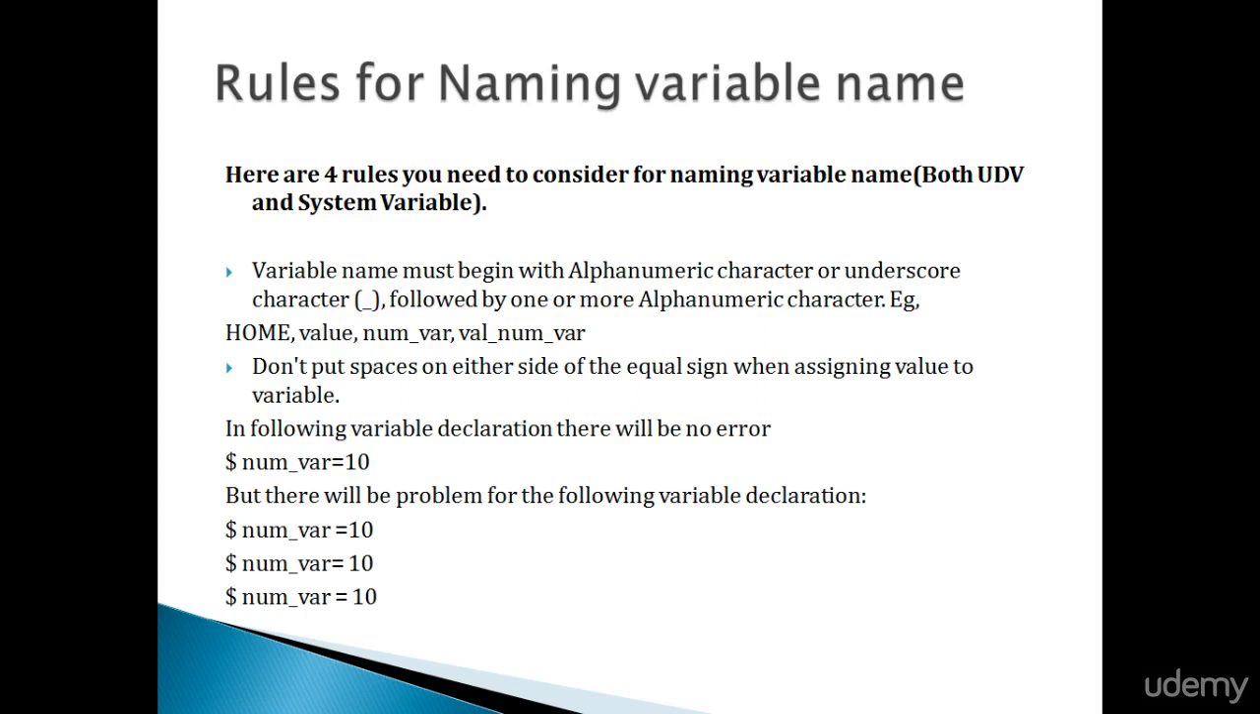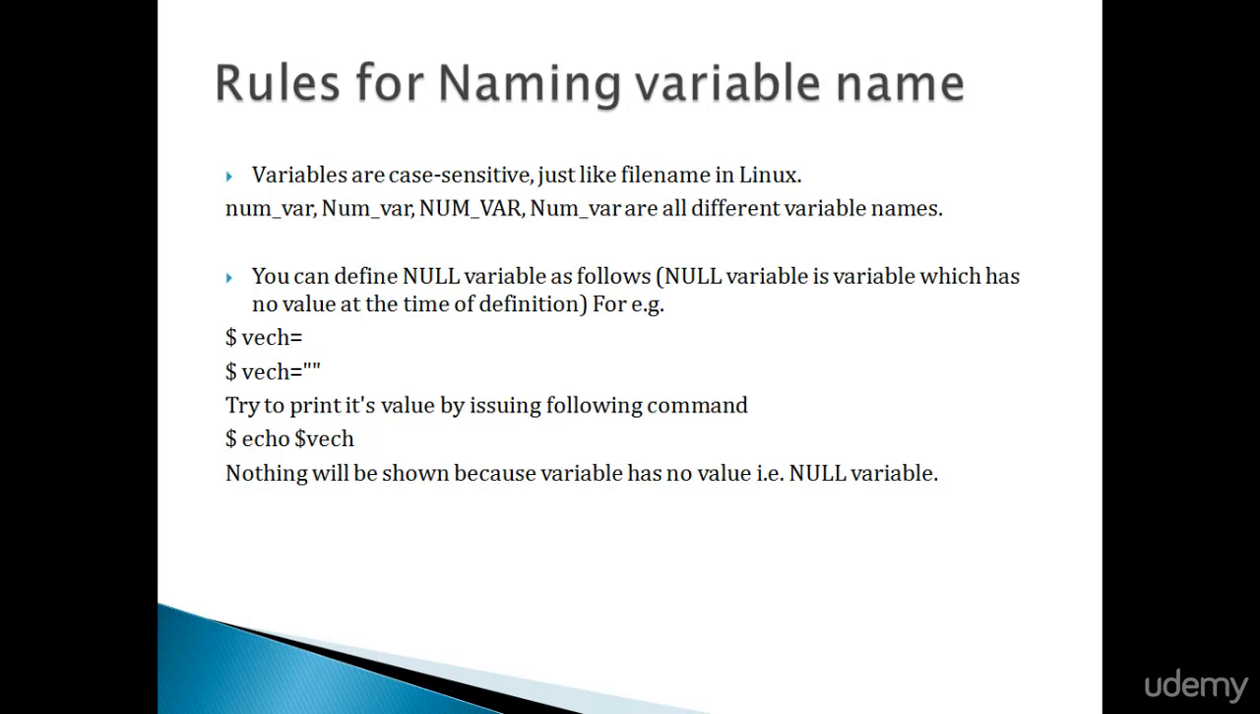Don't put a space on either side of the equal sign when assigning a value to a variable. As I told you, we should not have any space either on the right side or on the left side of the equal to sign. It will give an error if there is. Variables are also case sensitive, just like file names in Linux. So numvar in small letters is different from NUMVAR in caps.